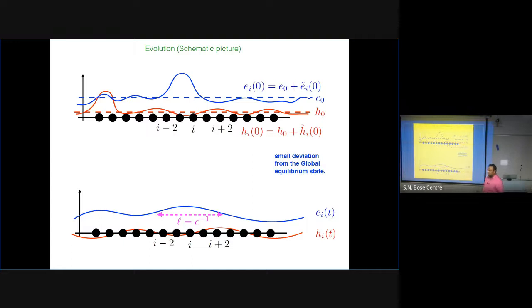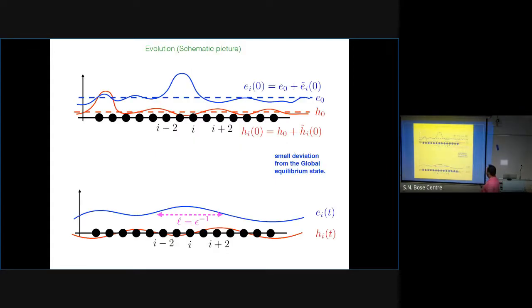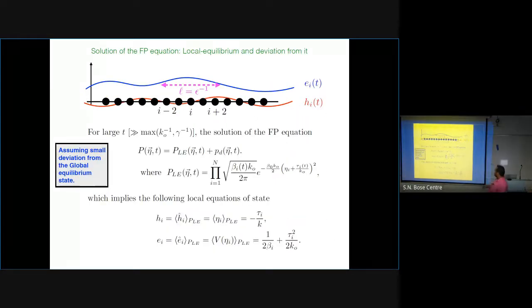So is it a product measure, or is it a non-trivial correlation? So the equilibrium has a product measure. So there is no correlation. Global equilibrium doesn't have correlation. Okay. So keep that concrete picture in mind.